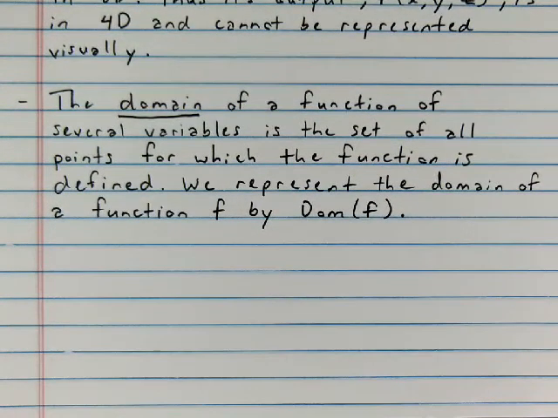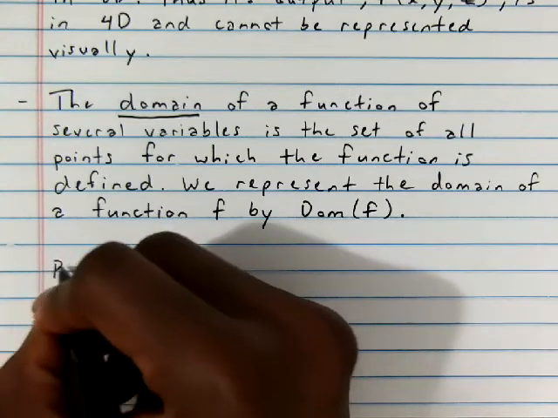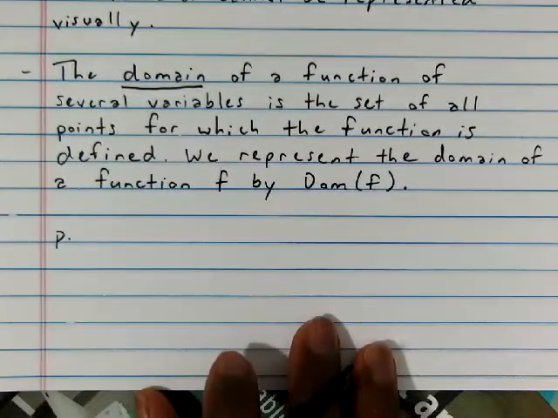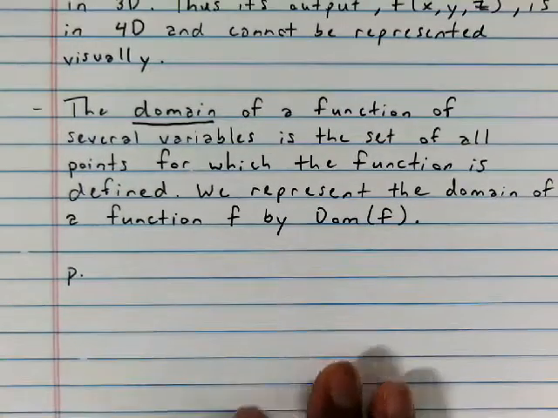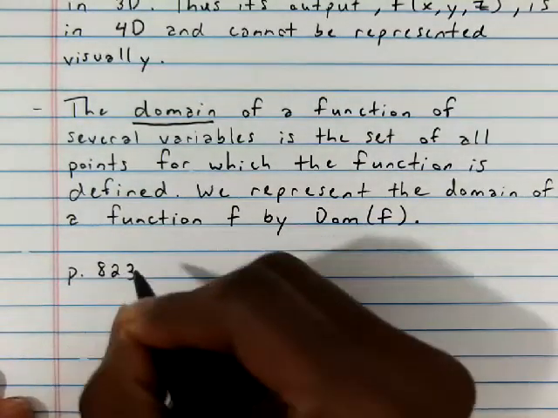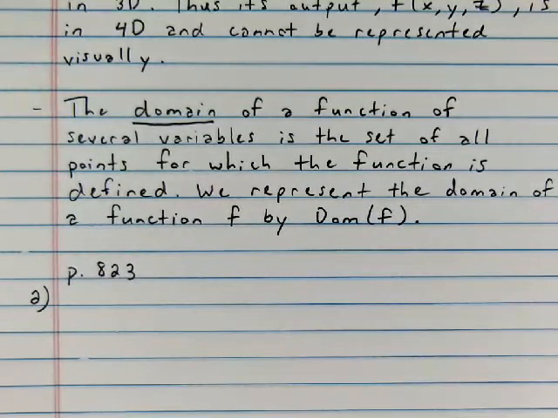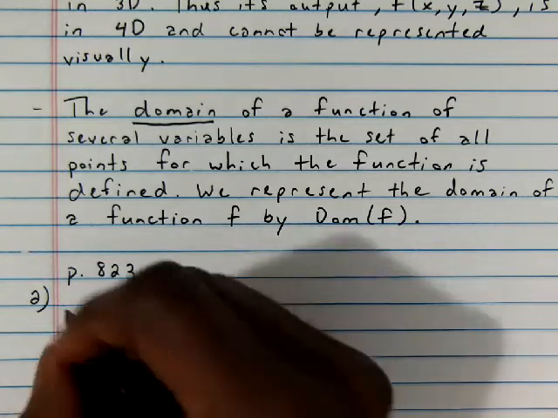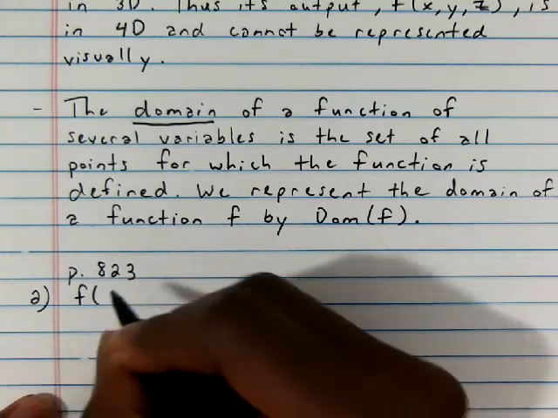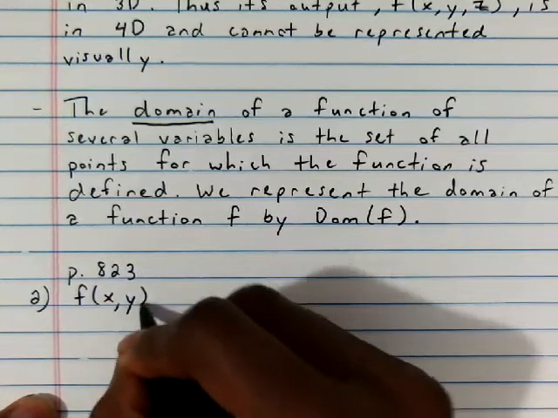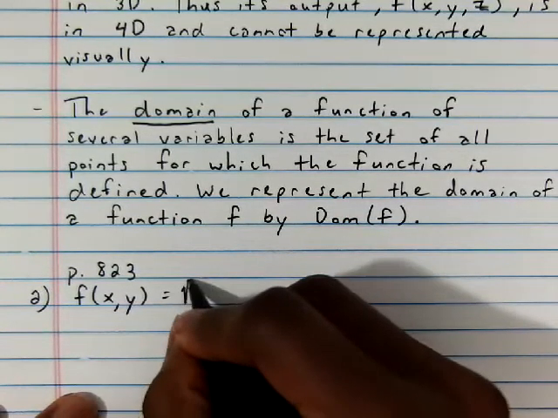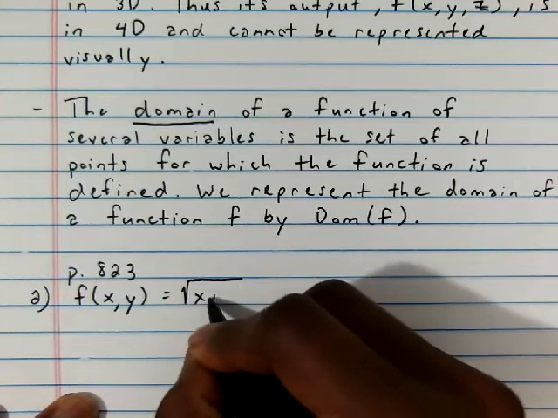In your textbook, we will look at number 2 on page 823. The directions there say, in exercises 1 through 12, find the domain of the function. And they give us that our function is f of x, y equals the square root of x plus y.